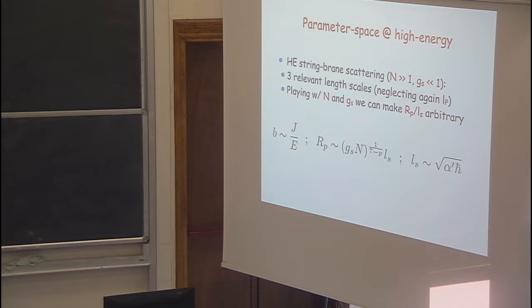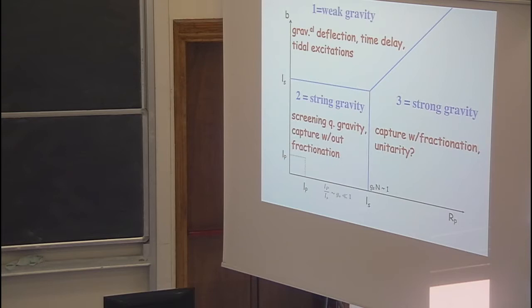Again, we can look at the relevant scales in the problem. Two are there already. The third one, which replaces the Schwarzschild radius, is just the typical scale of the geometry produced by the D-brane system. And by playing with g_string and with the number of branes, you can again make this R_p either bigger or smaller than the string scale. Again, therefore, you have three regions, and things are rather similar, except that now you don't expect any black hole to form, but what replaces the regime of collapse is the regime in which the closed string is captured, if you want, by the brane system.